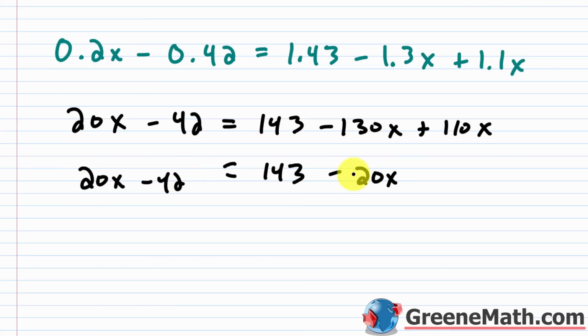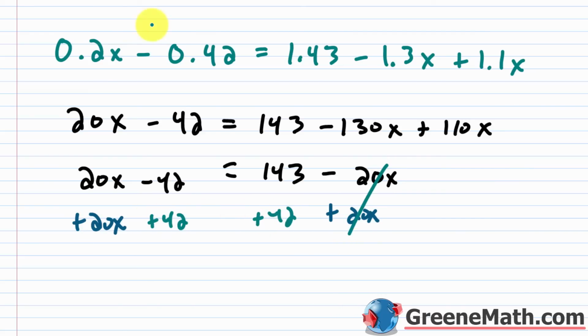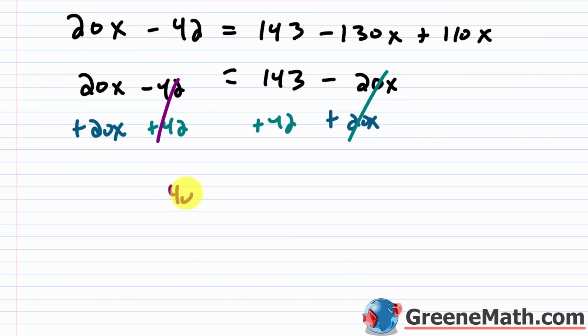Now 20x is not the same as negative 20x, so don't immediately exit the problem there and say you have no solution, because in this case I can add 20x to both sides of the equation, and of course this is going to cancel, and I can add 42 to both sides of the equation, so this guy right here is going to cancel. 20x plus 20x is going to be 40x, and this equals 143 plus 42 is 185. So let me make that a little bit better there. Let me divide both sides by 40, and I'm just going to answer this as a decimal.